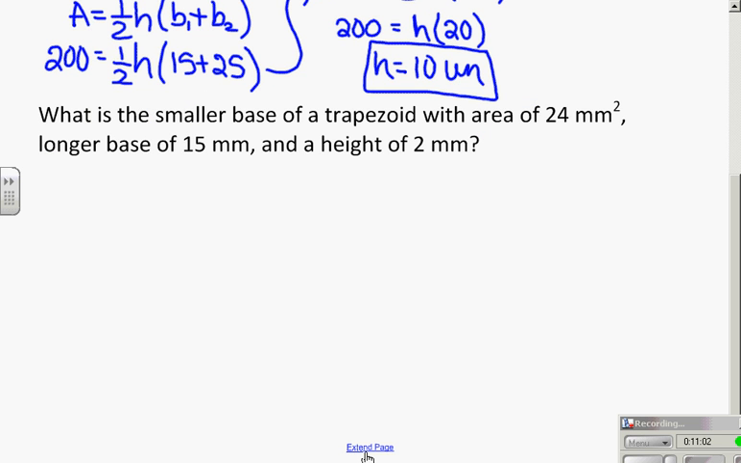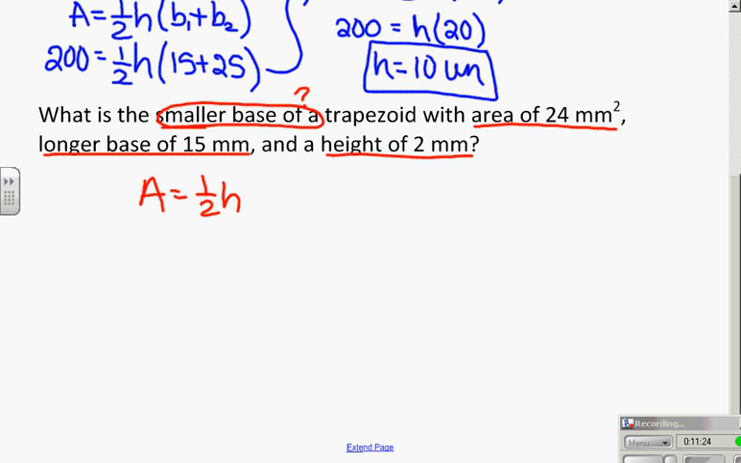Now this is where algebra skills need to come into play. We need to find one of the bases. That's our unknown. We're given the area, we're given one base, and we're given a height. Now whether it's the longer or the smaller doesn't matter, except to give us a mental check at the end if our number makes sense or not.